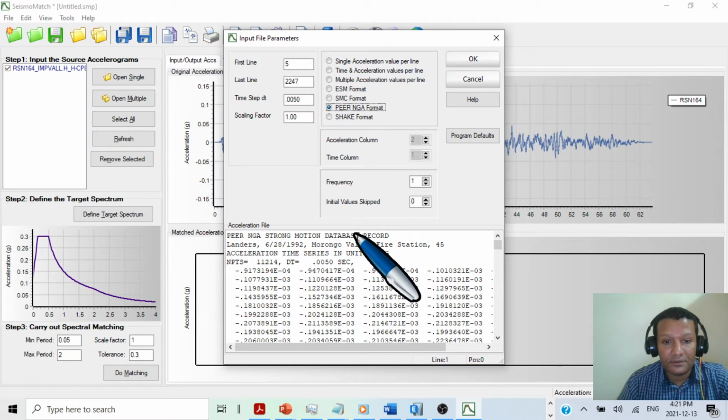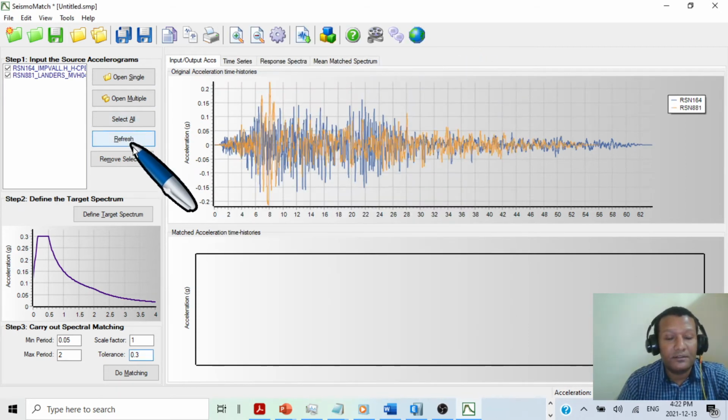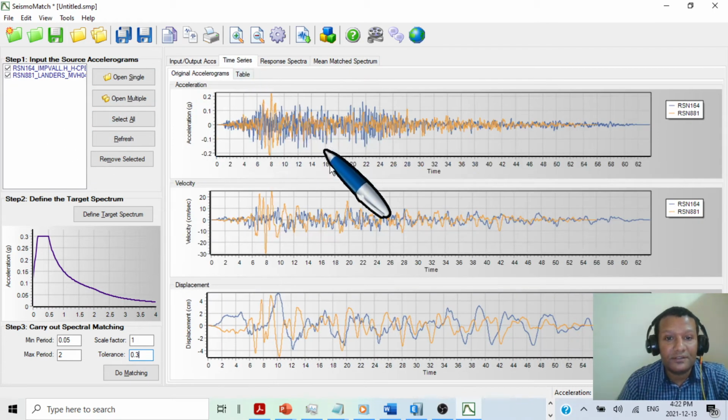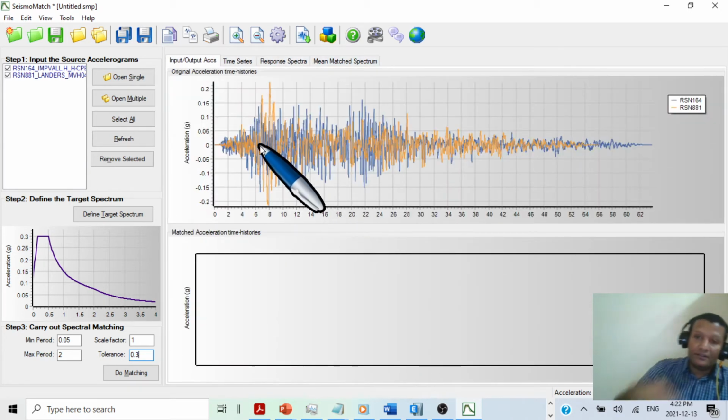Everything okay. 0.05, 11 points in the last line here, 2247. Okay. Again, this is the second earthquake, as you can see. Then you can see, so we have two now.